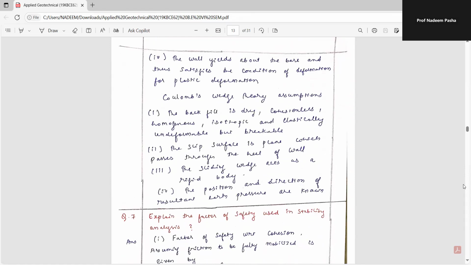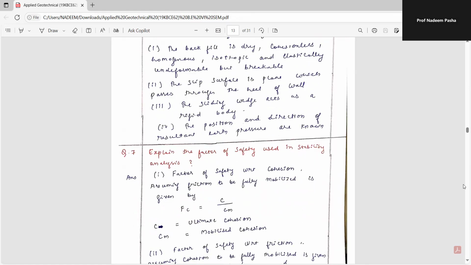Coulomb's wedge theory की क्या assumptions हैं? The backfill is dry, cohesionless, homogeneous, isotropic, and elastically undeformable but breakable. The slip surface is plane, which passes through the heel of the wall, and the sliding wedge acts as a rigid body. The position and direction of the resultant reaction are known.